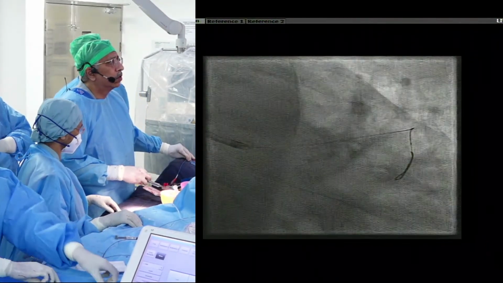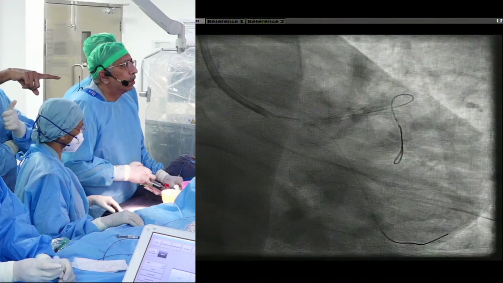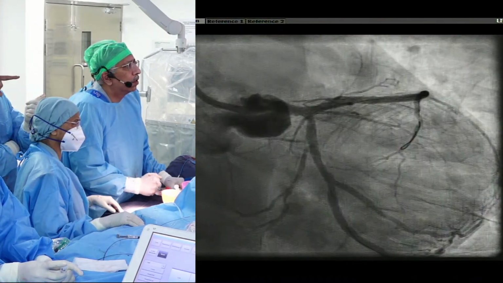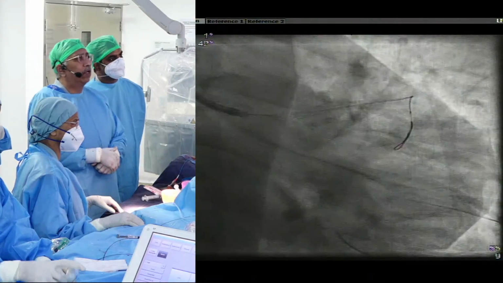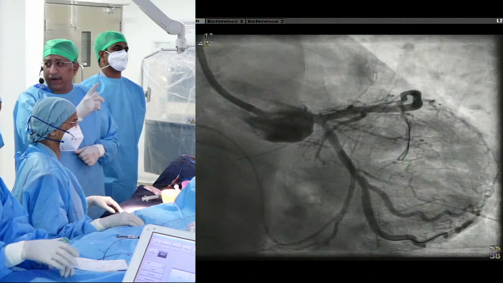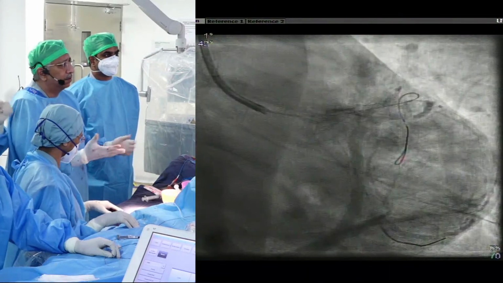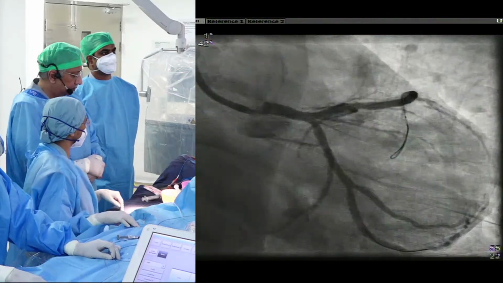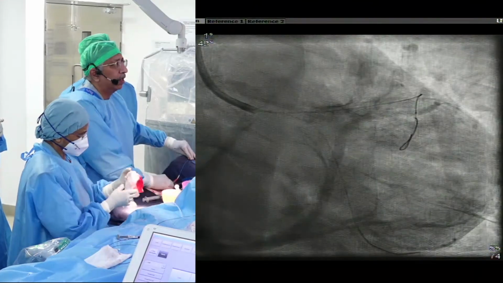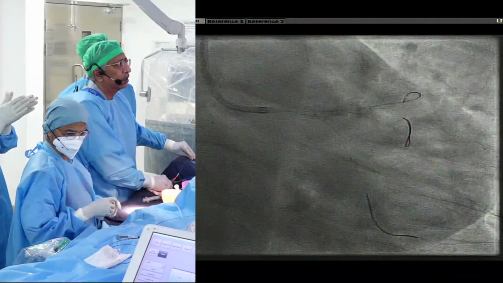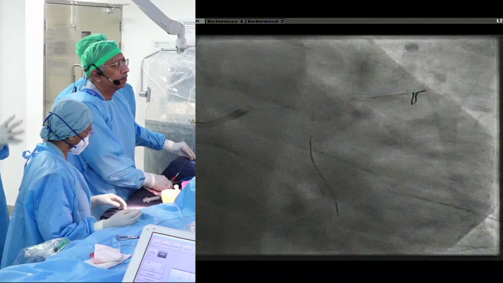We took a 4.5 last time. We did the initial post-dilation with 4, then the final with 4.5, and the LAD post-dilated with 3.5. I would consider this result to be good. 3.5, 4, 4.5. Shall we take out the wires and do a final shot? Yeah. Take an LAO caudal so that we can have the carina profile.